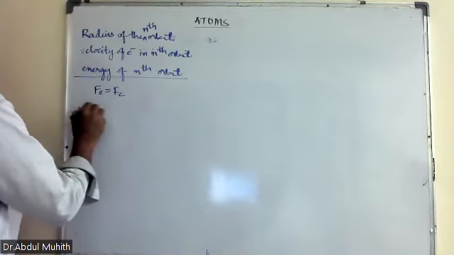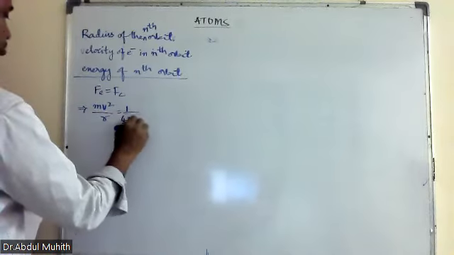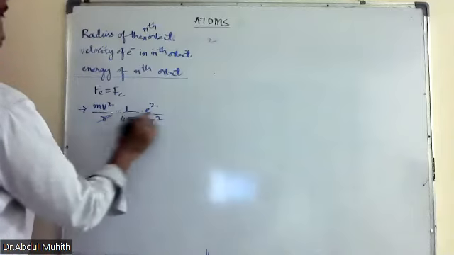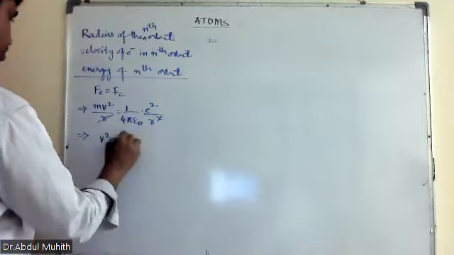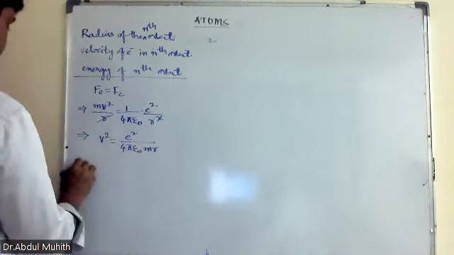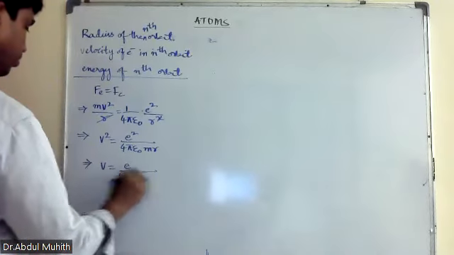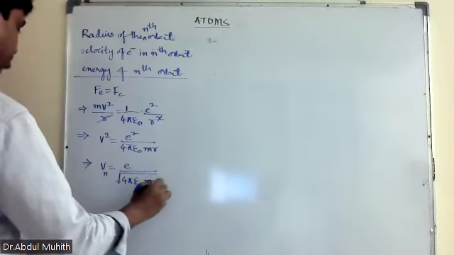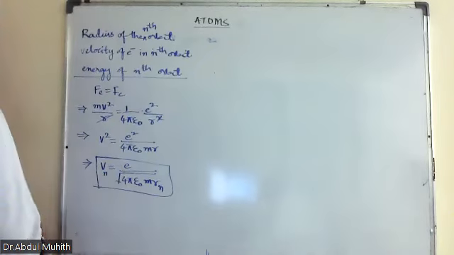So when we do this, mv square by r is equal to 1 by 4 pi epsilon 0 into e square by r square. R and r will get cancelled, which implies v square is equal to e square by 4 pi epsilon 0 into mr. We want to find the velocity, which will be e by under root of 4 pi epsilon 0 into mr. If you are taking the nth orbit, then you have to write n here. This is the first formula, velocity of electron in the nth orbit.